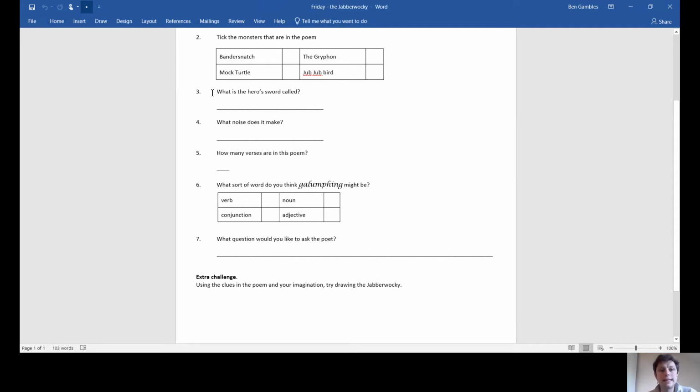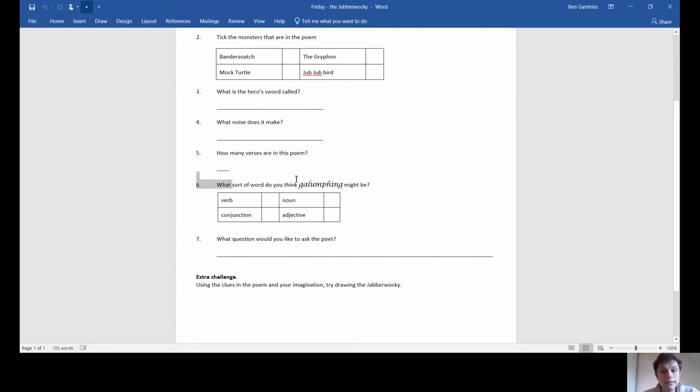Number 3, what is the hero's sword called? And number 4, what noise does it make? What noise does that sword make? So you've got to do a bit of retrieval. If you have a look in the 5th verse for some of the answers there. And then how many verses are in this poem? So once again, look at the poem, look at how it is set out. Think to yourself, well, where are the gaps? How many verses are there?